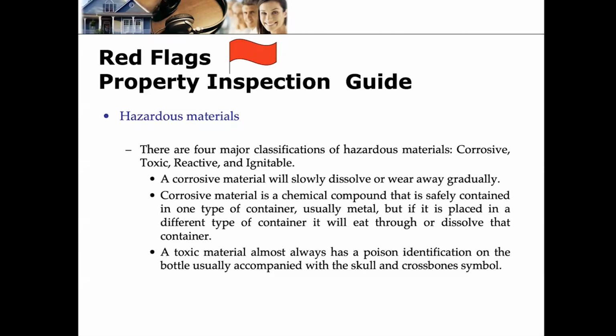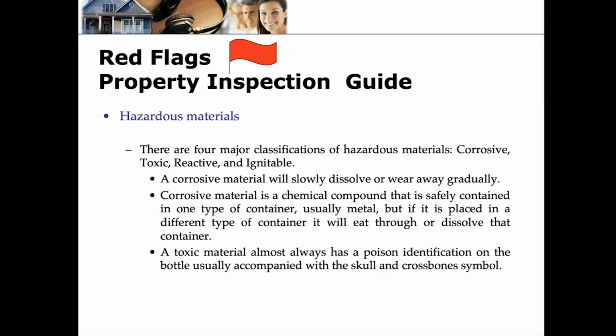Corrosive materials slowly dissolve and wear away gradually. Corrosive material is a chemical compound that's safely contained in one type of container, usually a metal container. But if it's placed in a different type of container, it's going to eat through it and dissolve that container. So therefore, you're going to have some leaks. Toxic material almost always has a poison identification on the bottle, usually accompanied with a skull and crossbone symbol. So even if you can't see the whole label, if you see a skull and crossbone symbol, that should tell you it's a hazardous material.